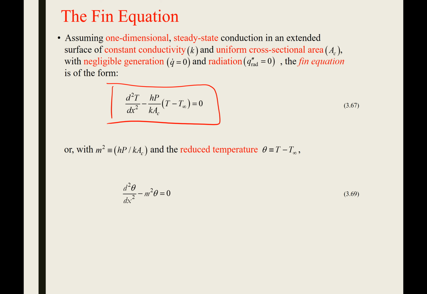You can get this into a different form by combining terms and having this reduced temperature, where theta is just equal to your temperature minus the ambient temperature, and that just makes it mathematically a little simpler. It makes the integration easier, so you'd get a term that looks like that. Then you can solve this equation to get the temperature profile all the way through your fin.